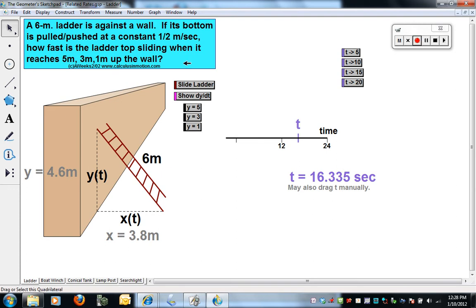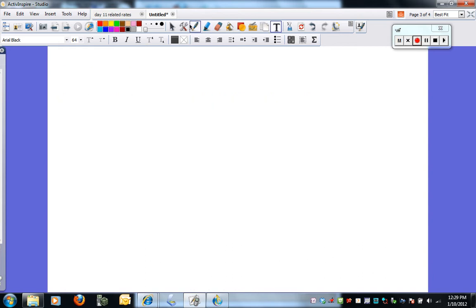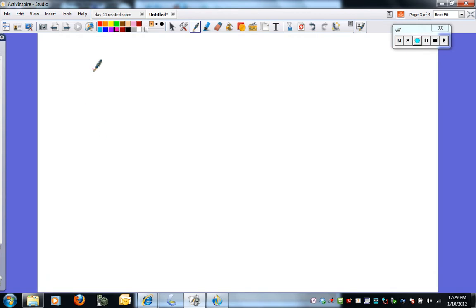So now what we're going to do is actually solve this problem. We're going to solve it back on the other one. So you have a y variable, we have x, and we have a 6-meter ladder. So I'm going to draw that picture. So this was labeled y, this was labeled x, and this was our 6-meter ladder. You can tell by looking at this that this is a right triangle. Now we're going to solve the problem.